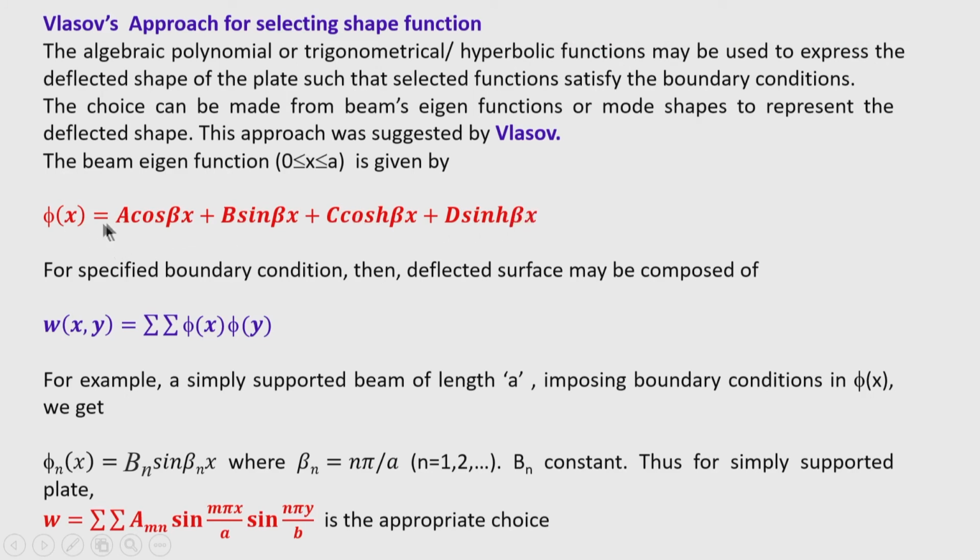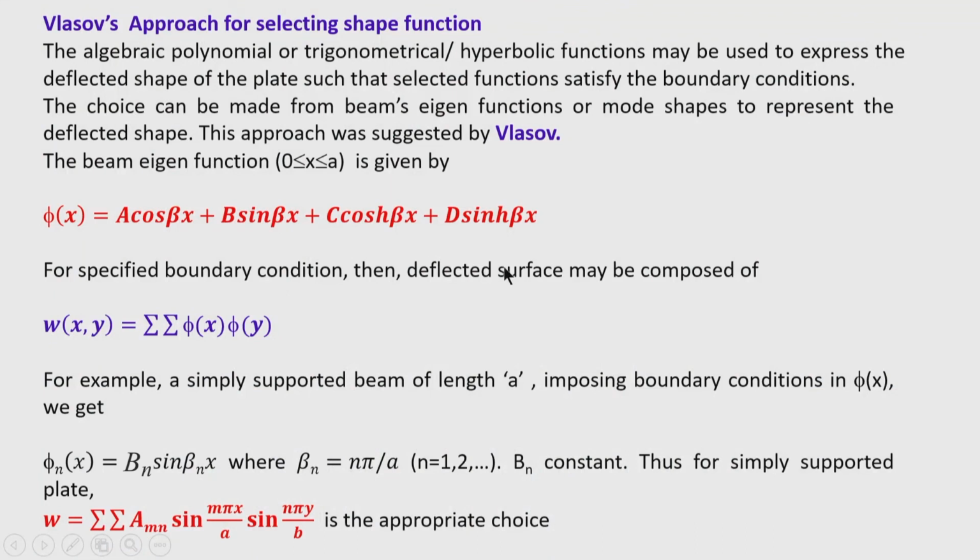Then here you can see there are 4 terms, one with cosine, another with sine, another with cos hyperbolic, and another with sin hyperbolic, and the 4 terms contain 4 independent constants of integration. These constants of integration can be found by applying the boundary conditions of the beam. Now, for specified boundary conditions, the deflected surface can be composed of phi x into phi y.